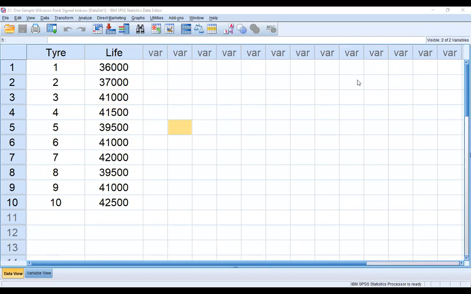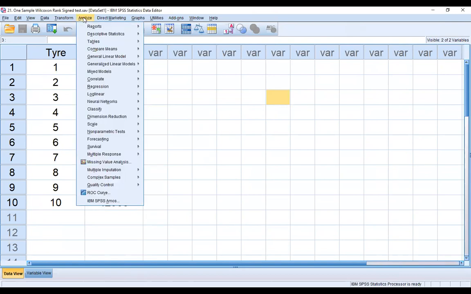Now I am performing the one sample Wilcoxon signed rank test. As we know, this data is ratio scale data, so we should check the assumption. Although it is non-parametric data, initially we should check the assumption of this test. Now, how to check the assumptions of the parametric test?